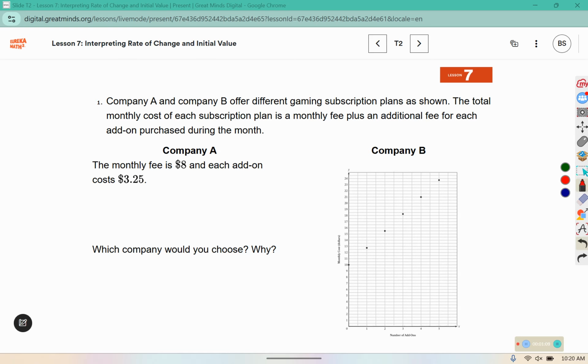From Company B, you can tell that the initial value for that monthly fee is $10 as the y-intercept, and the slope between the points, we went from 10 to 15.5. That's an increase of 5.5, and it goes over 2. So 5.5 divided by 2 would tell us the cost for each add-on, which is $2.75.